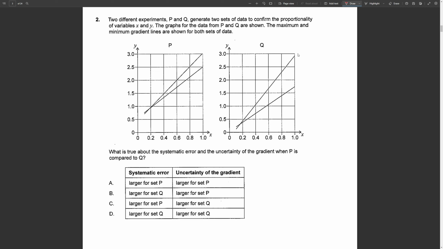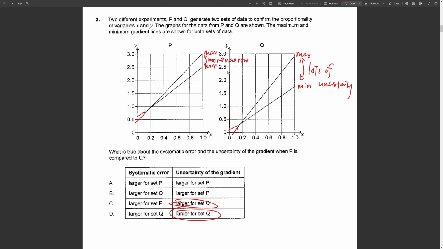And in each set of data, you can see a maximum gradient as well as a minimum gradient. First, let's extend the lines for both the maximum and minimum gradients for both graphs. And let's take a look at Q first. In Q, the gradient could be very steep and much less steep as well. The range is very wide. There is a lot of uncertainty here, which means the uncertainty of the gradient should be greater for Q. Meanwhile, on P, the range of possible gradients is much narrower.